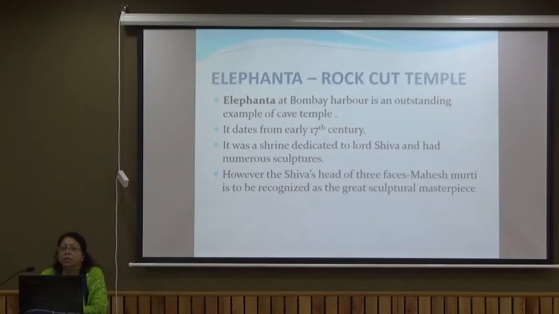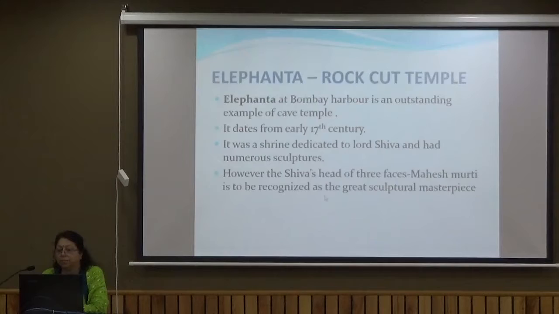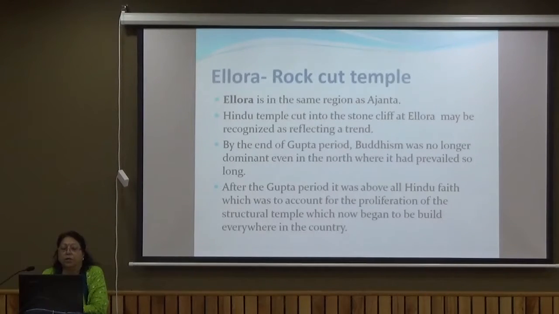Now again Hinduism was in prevalence, whereas earlier only Buddhism was followed. However, Shiva's head of three faces, Maheshmurti, is to be recognized as the great sculpture masterpiece. Ellora is in the same region as Ajanta, and this is also dedicated to the Hindu deities.